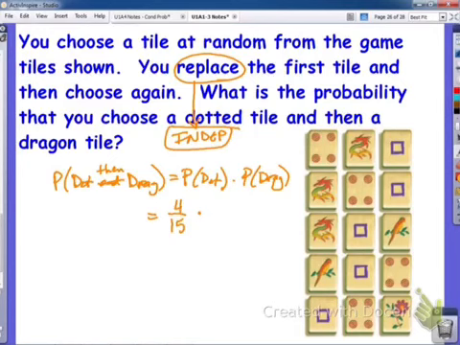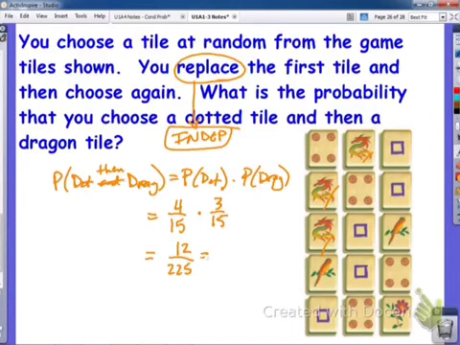Times the probability of selecting a dragon tile. What is it, the dragons? Yeah, that's dragon, and that's all the dragons. So it'd be 4 out of 15? Try again. Dragon. 3 over 15. Very good. 3 over 15. So what does that decimal come out to be? 4 times 3 is 12. 15 times 15 is 225. 12 over 225, what does that come out to be?